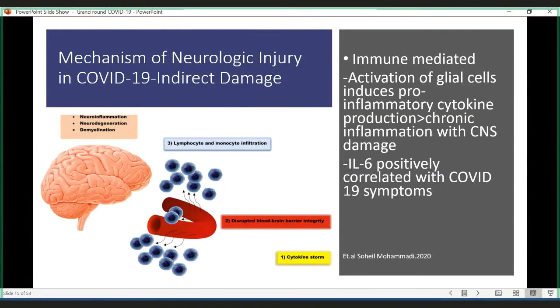Another proposed mechanism is immune damage to the CNS, either by a cytokine storm, which is a huge release of inflammatory markers during the acute illness with COVID-19, like interleukin 1, 6, and tumor necrosis factor, which can not only target the virus, but will also target multiple organs and cause damage. One study found that interleukin-6 was possibly correlated with the COVID-19 symptoms.